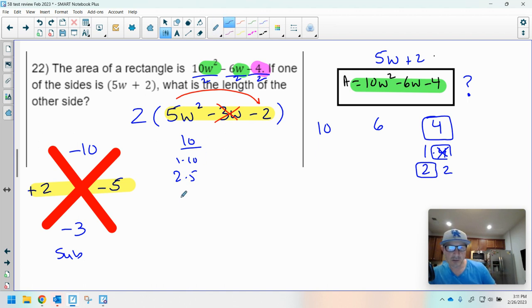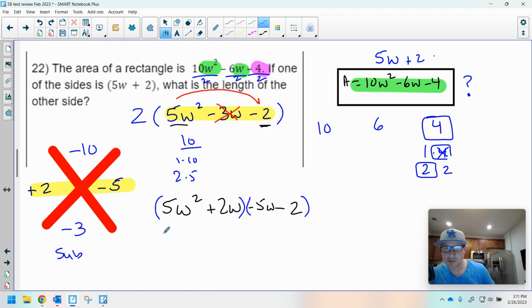So we are going to take our first 5w squared. We're going to take our last negative 2. And then we take the sides of the x and we put them in the middle. Plus 2w minus 5w. Once we have the 4 terms, we factor by grouping. We're going to put parentheses around the first 2. We're going to put parentheses around the last 2. We're going to do the GCF of the first 2. 5 and 2, they don't have any GCF. W squared and W, that is going to be W as our GCF.